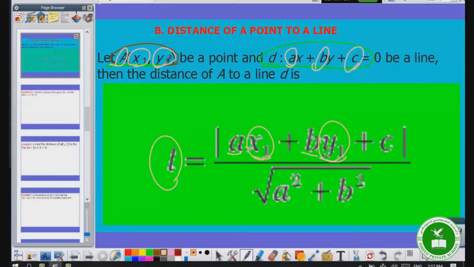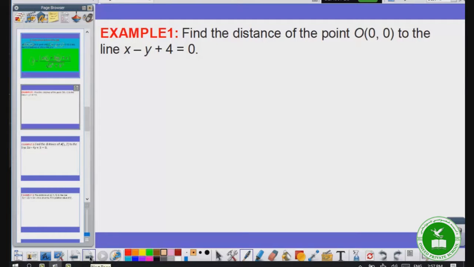Okay, let's solve some examples related to this topic to make it more clear. Example number 1. Find the distance of the point O to the line x minus y plus 4 equal to 0. You see, the coordinate of the point is given. Point O takes the value x equals 0, y equals 0. It means it's the origin. Next, the equation of the line is given here. x minus y plus 4 equal to 0 is the equation of the line. Now we want to calculate the distance between point O and this line.